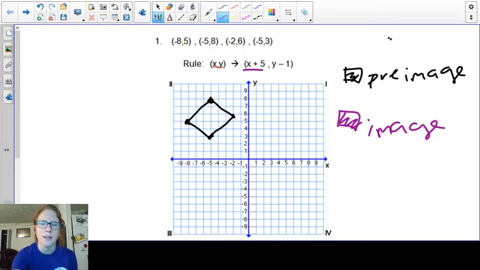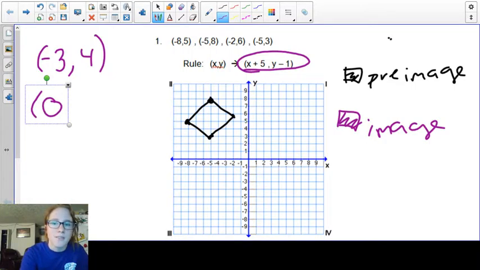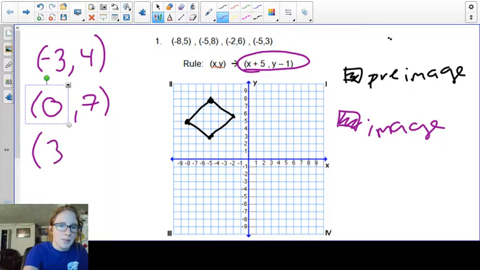So we're going to go ahead and do this rule. We're going to add 5 to my x's and subtract 1 from my y's. So for that first part, I have -8 plus 5, which is -3, and then 5 minus 1, which is 4. My new point will be at 0, because -5 plus 5 is 0, and 7. I'll be at 3, 5. And I'll be at 0, 2.